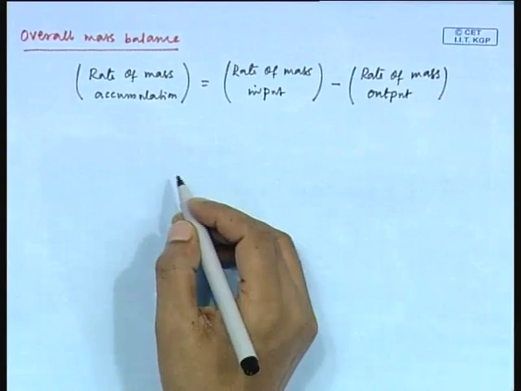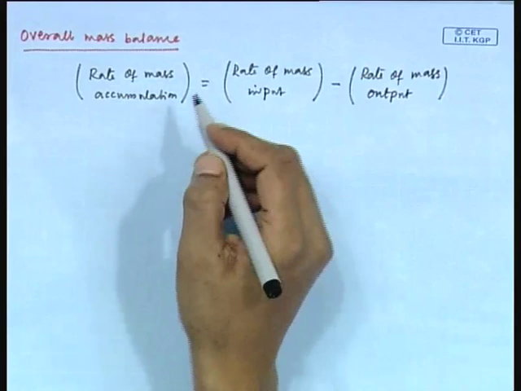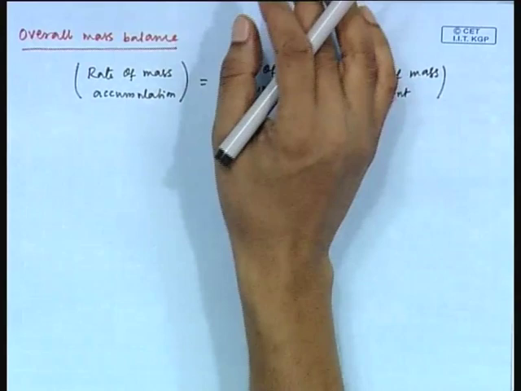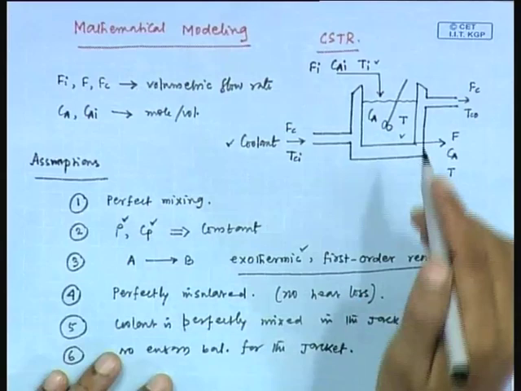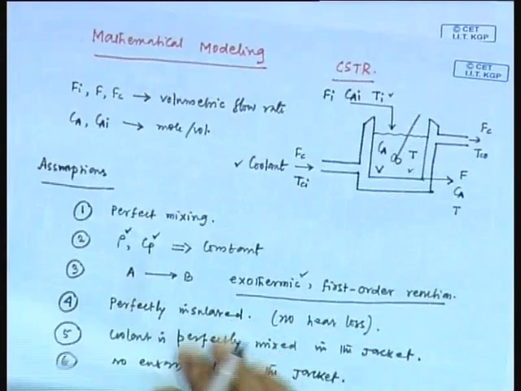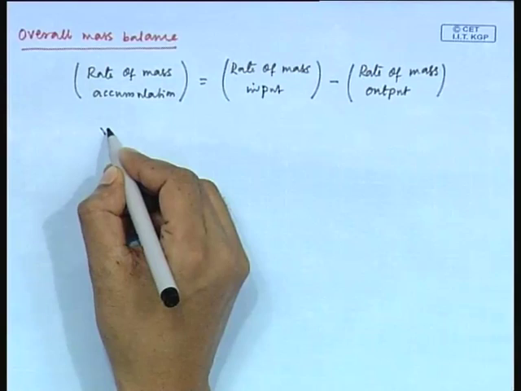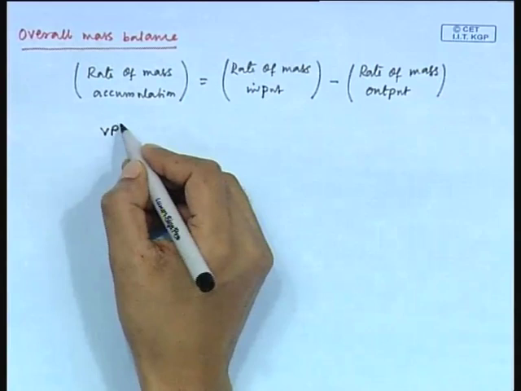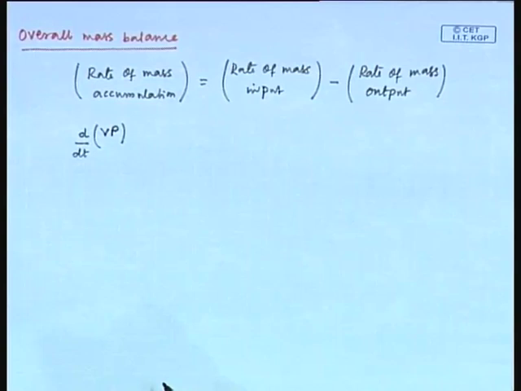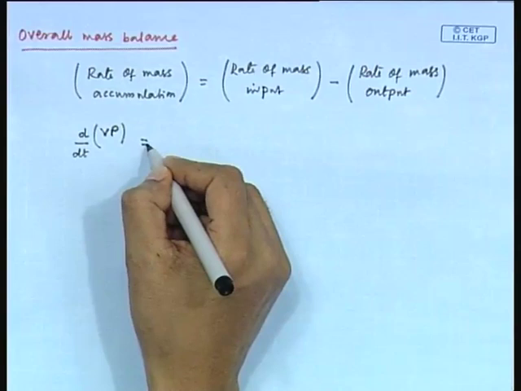Now for this CSTR system, how can we represent the mass accumulation? In this reactor system, consider the volume of the liquid in the reactor is V. If we multiply V with density, this whole term becomes mass. The differentiation of this is the mass rate, so d/dt of V rho is the rate of mass accumulation.